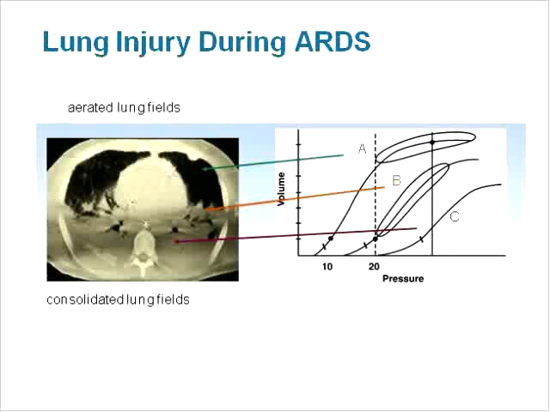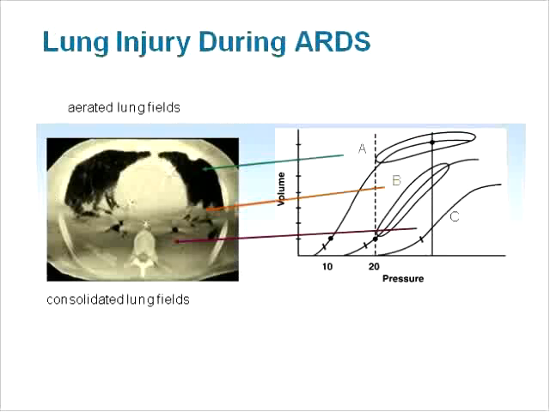APRV is primarily indicated for treatment of acute lung injury and acute respiratory distress syndrome. These conditions are difficult to treat because of the complex lung mechanics involved and the severe impairment of gas exchange. In this figure, we see a CT scan on the left. It shows the uneven nature of lung injury in patients with ARDS. Note that the superior regions of the lungs are aerated, while the inferior regions are collapsed.